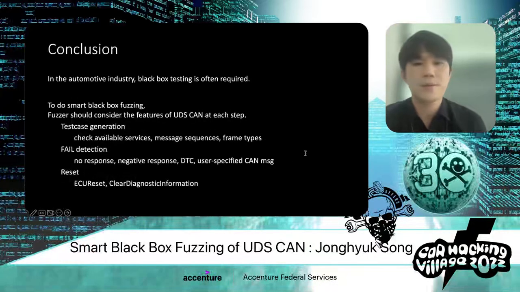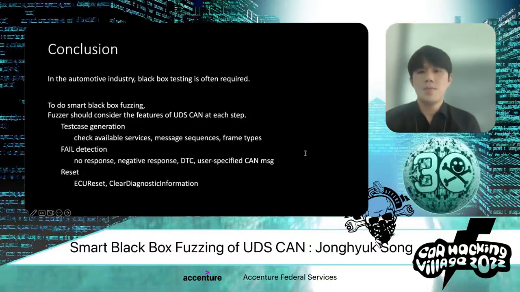So now I'm going to conclude this talk. In automotive industry, black box fuzzing testing is often required. To do smart black box fuzzing, fuzzer should consider the features of UDS CAN at each step. First, test case generation: fuzzer should check the available services and generate test cases for only the available services. This is more efficient, and the test case should be generated and transmitted with the consideration about message sequences, also frame types. If a payload is over 8 bytes, the payload should be transmitted in multi-frames.